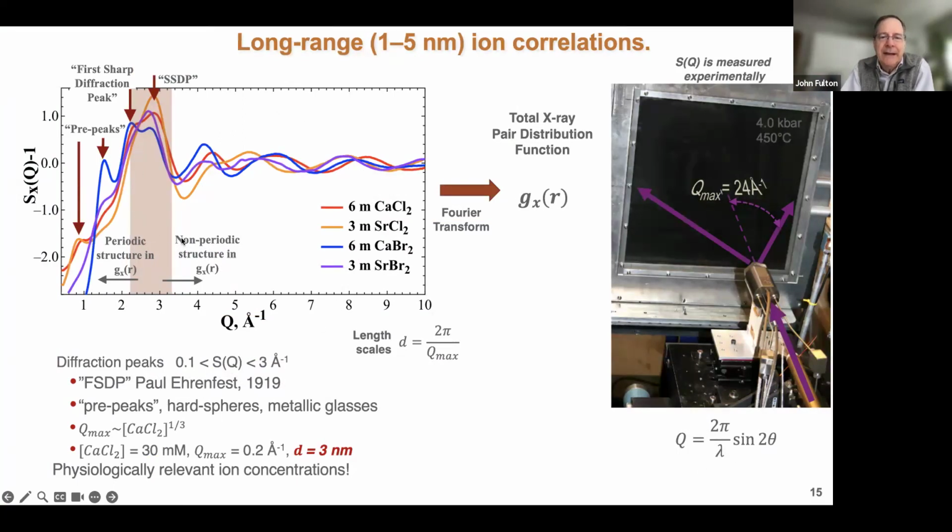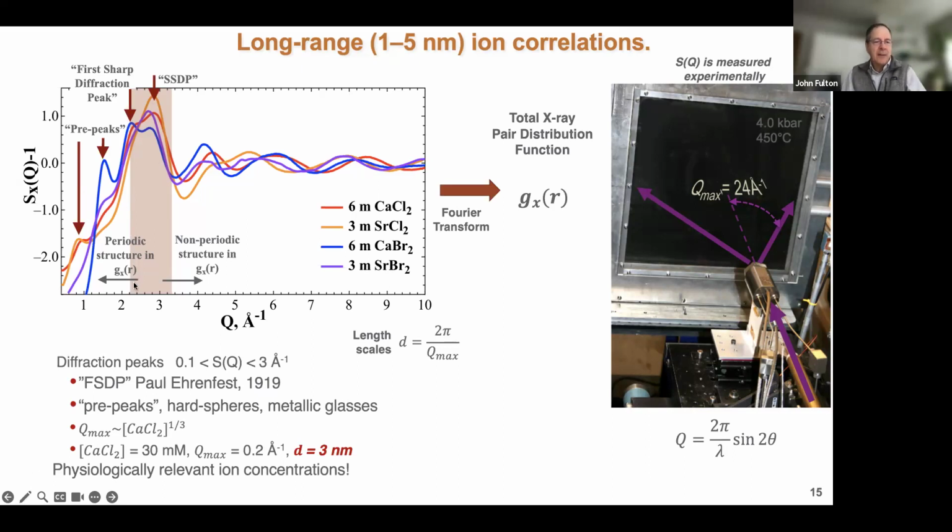These are experimental data for calcium and strontium chloride and also the bromide salts. This is what I would consider to be the wide angle scattering region. And these are the pre-peaks that we see in the small angle scattering region.